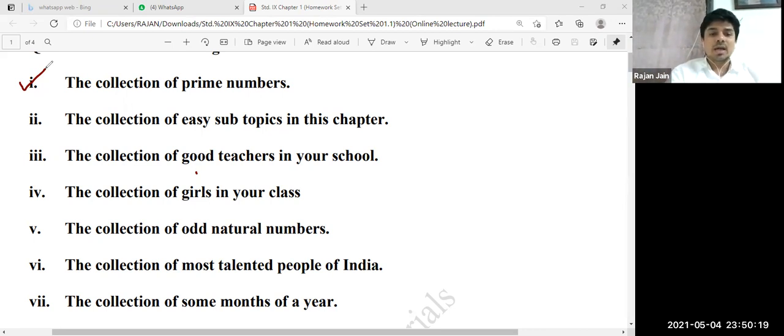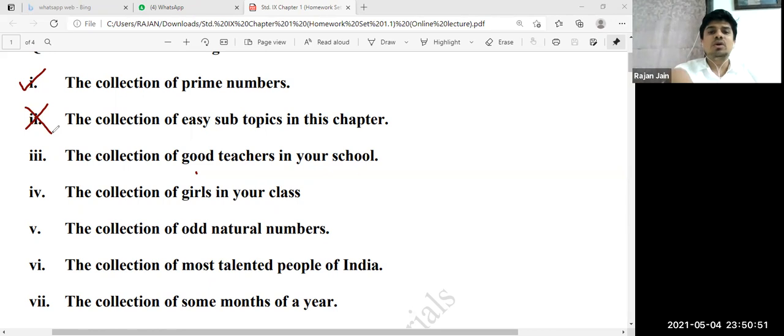Second question, a collection of easy subtopics in this chapter. When I talk about easy subtopics, can I say the conclusion varies from person to person? Here, easy is a relative term. For a particular student, a topic may be easy and the same topic may not be easy for the second student. So the conclusion varies from person to person. Hence, we say that this collection is not a set.